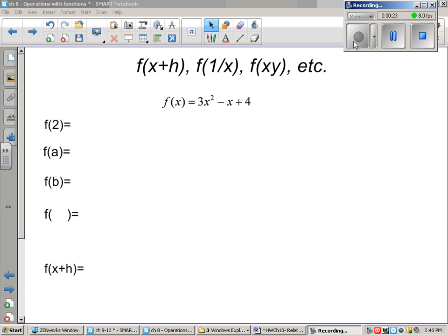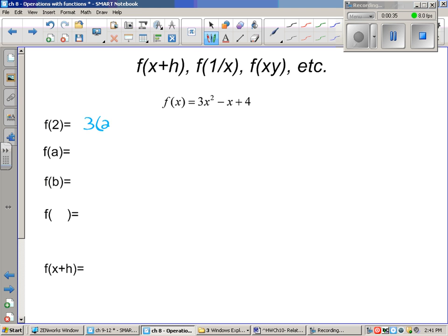And what I'd like you to see is that if I said to you f of 2, what does that mean to you? My hope is that you simply can say, hey, that's just plugging in 2 for x. So that would mean 3, and we'd have 2 squared minus 2 plus 4, and we would come up with a value. Awesome. Well, if instead I said f of a, then how would that be different? Well, of course it wouldn't. It would be 3a squared minus a plus 4. And what if it said b?